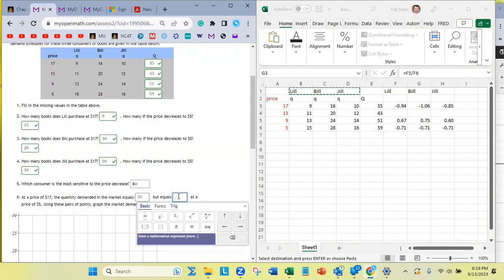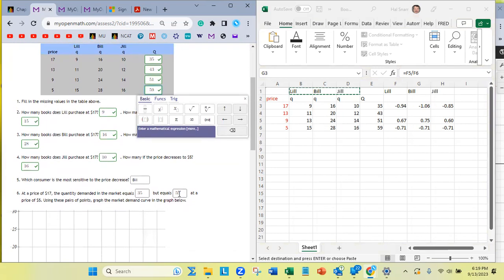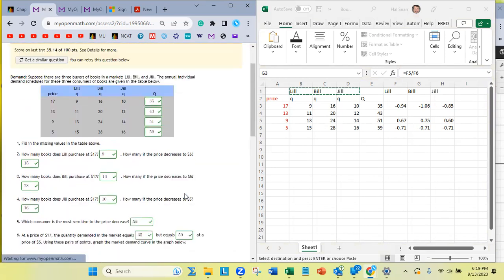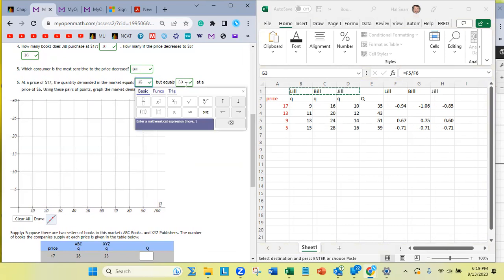But is 59 when the price is 5, right? When the price is 5, the market participants collectively demand 59. Okay, so now we're going to do what? Now we're going to plot this point, 17 and 35, with this point, 59 and 5. Let's do 5 and 59 first.